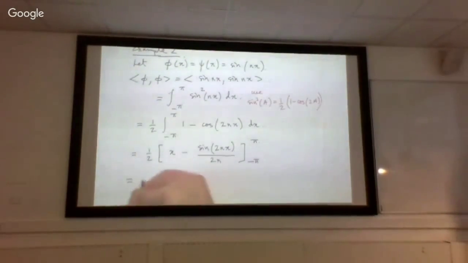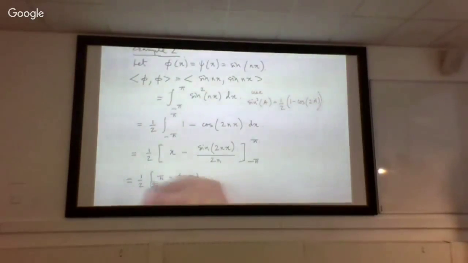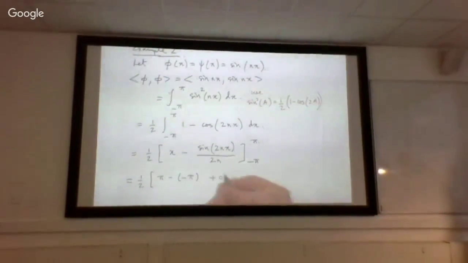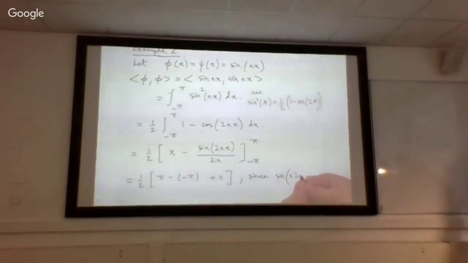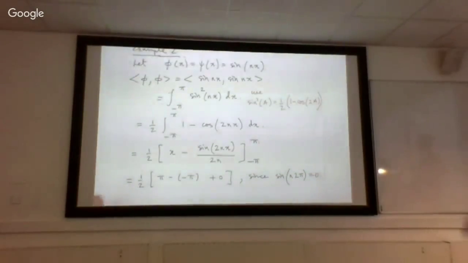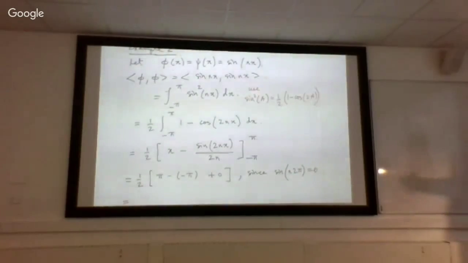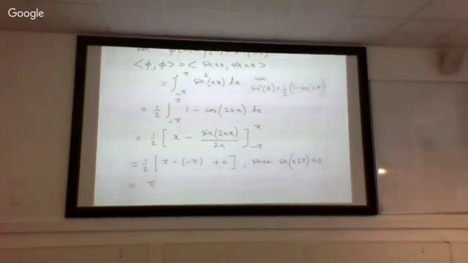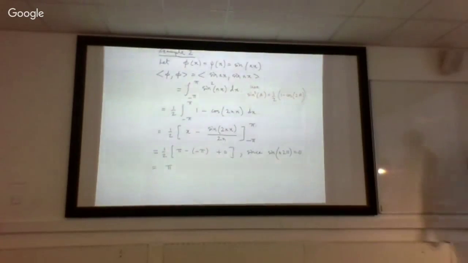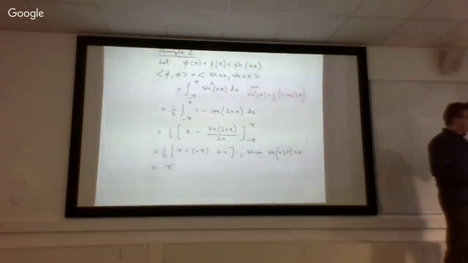So this will just become a half of pi minus minus pi, so that's just the evaluation happening at x. Plus, well, I'll just put that 0 there to indicate that sine of any integer multiple of 2 pi is always equal to 0. So it's a half of pi minus minus pi, so it's just pi. Half of 2 pi. That's a nice value to pop out from the inner product of one of the sine functions with itself.